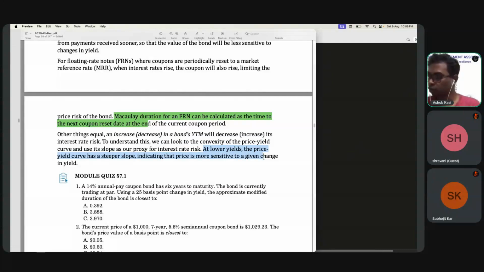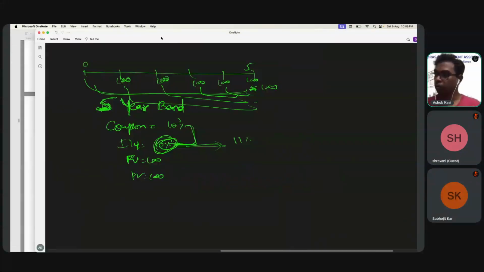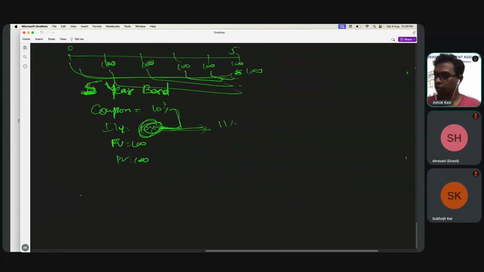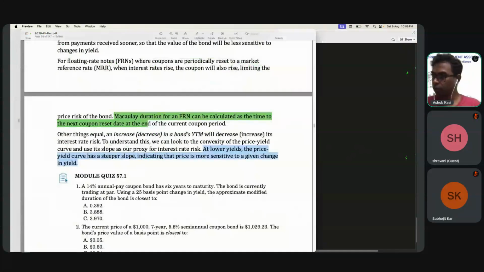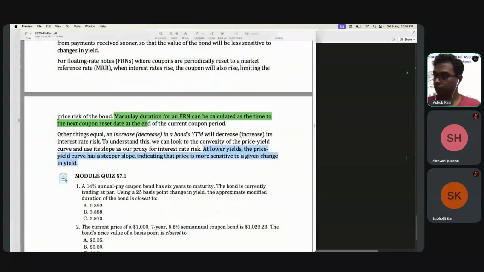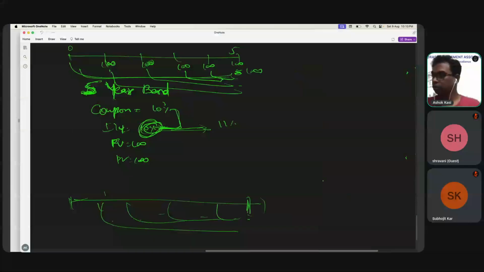That means at lower yield only, when the interest rate is going down. So if you are staying with the bond for a long period of time, and the interest rate is going down, then it is more problematic for you. If you are a long-term investor, and the interest rate is going down, then you will reinvest all at the lower rate.